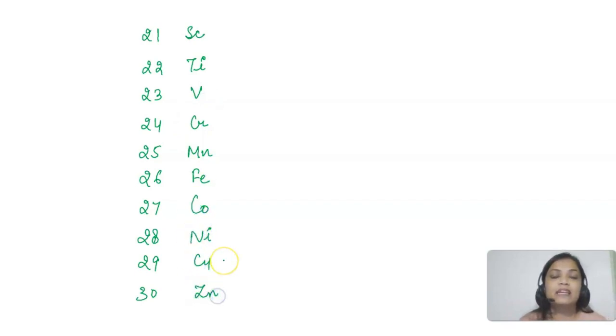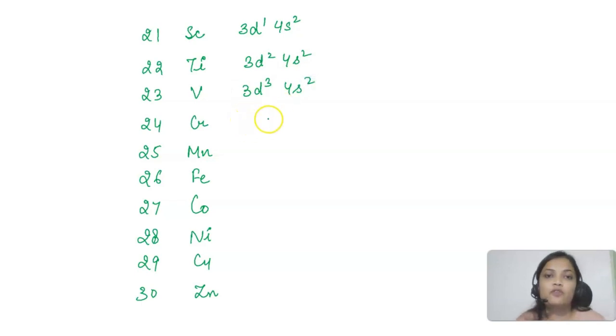So यहाँ basically क्या होता है? The 3d start to fill up. All right. So 3d1 4s2. 4s2 is already filled. Now we have this 3d1. Okay. So it is 3d2 4s2. Then 3d3 4s2. अब यहाँ पर होना तो चाहिए 3d4 4s2, right, but it is not 3d4 4s2 because यहाँ पर half filled हो जाता है. Okay, half filled.